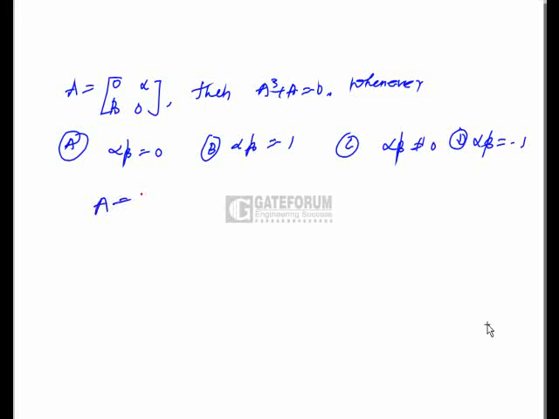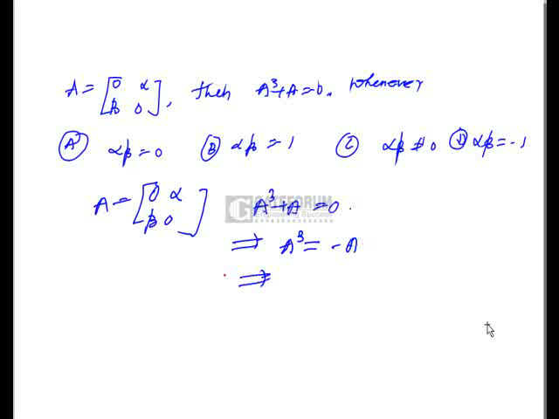In this problem, a matrix A is given as [0, alpha; beta, 0] and is asking what will be the condition if A cube plus A is equal to 0. Now, we know that A cube plus A is 0, so I'll write it as A cube is equal to minus A. Multiply A inverse on both sides, so it will be A square is equal to minus I. Now let us find out A square.